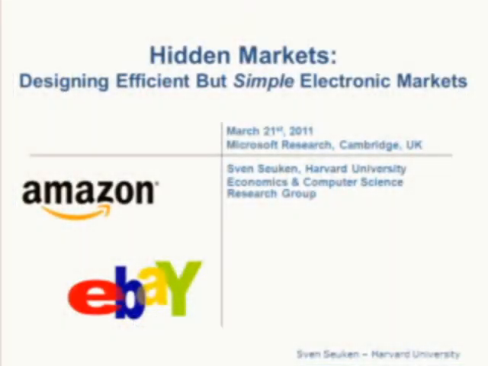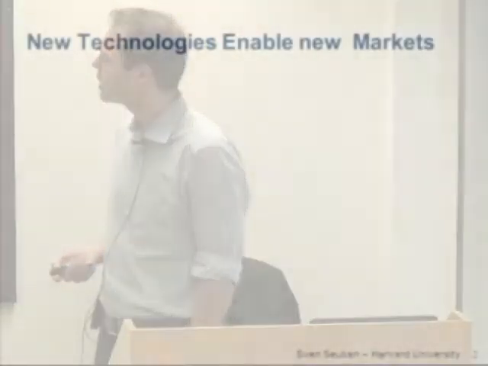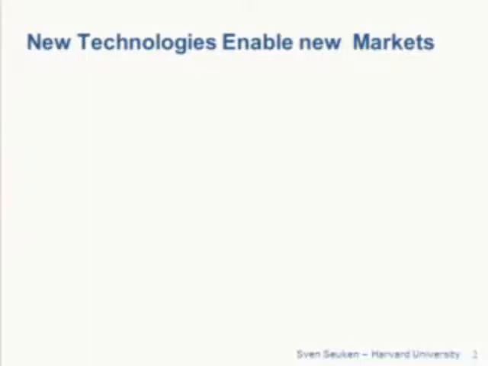I'll be talking about a piece of work from my PhD thesis on hidden markets, and in particular I want to talk about the question of how to design efficient but simple electronic markets. I want to start by talking about the markets that we are all used to, like Amazon or eBay, which make it very simple to buy or sell goods on electronic markets. But I argue that in the future, lots of new technologies will emerge that enable new markets.